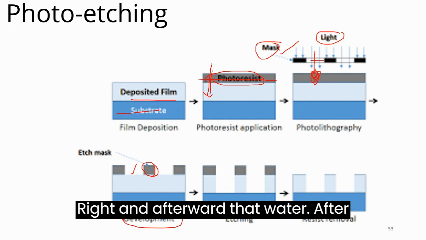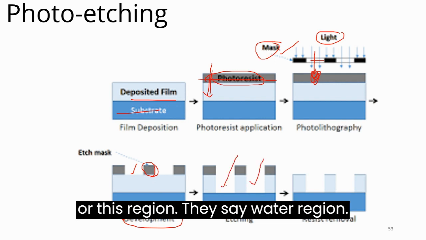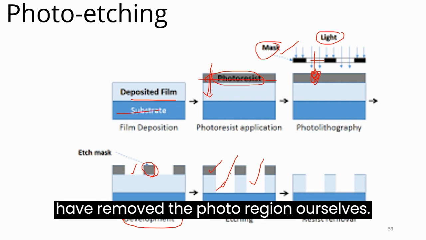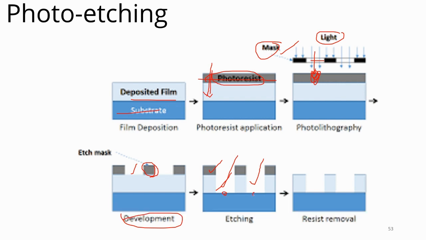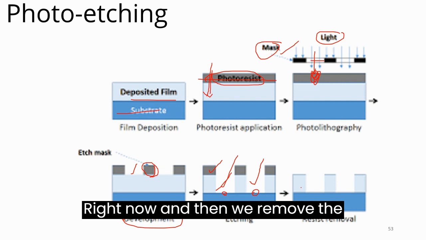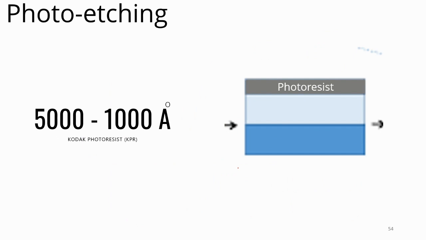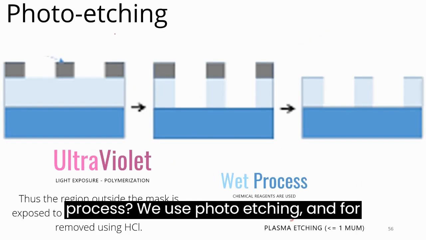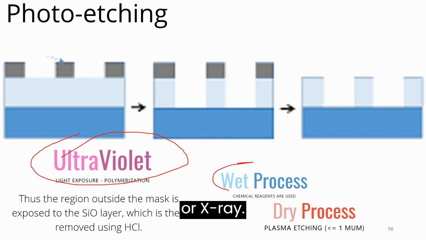Then after that we further etch and remove all this region, the SiO2 region. First we remove the photoresist, now we have removed the SiO2 region also. So now this substrate is exposed, right? And then we remove the photoresist, right? So how do we carry out this process? We use photo etching, and for photo etching we use either ultraviolet or X-ray, right?